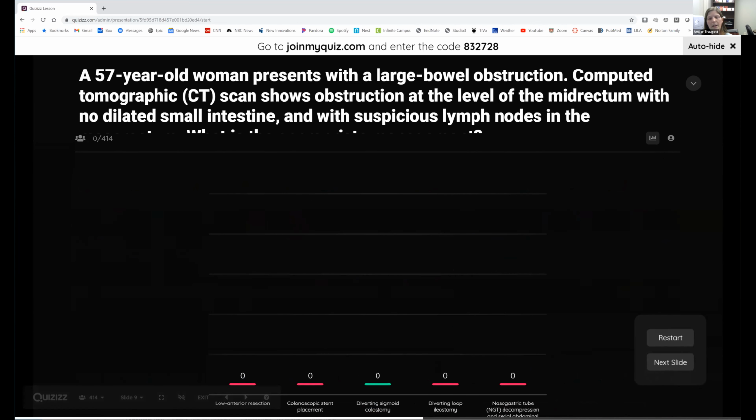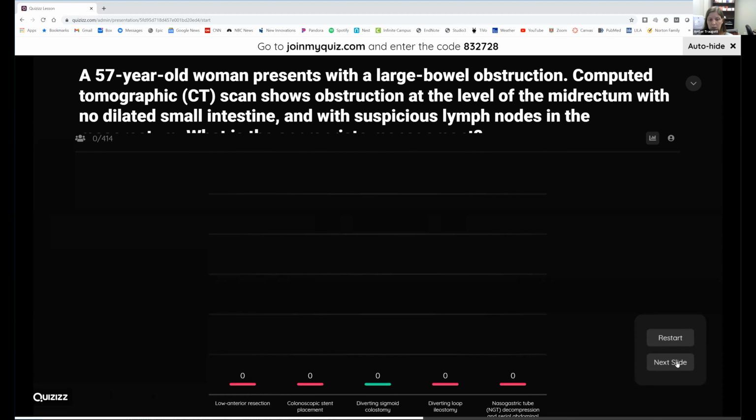So in this case, the correct answer is a diverting sigmoid colostomy. And in this case, it would be a loop colostomy because the patient has a distal obstruction. Low anterior resection in this patient who is just presenting and doesn't have a diagnosis, but has suspicion for locally advanced disease or lymph node involvement, would have a better oncologic prognosis if they underwent neoadjuvant chemoradiation prior to resection. And so proceeding with that in the setting of obstruction is not likely to result in a good functional or oncologic result for the patient, at least not optimally.